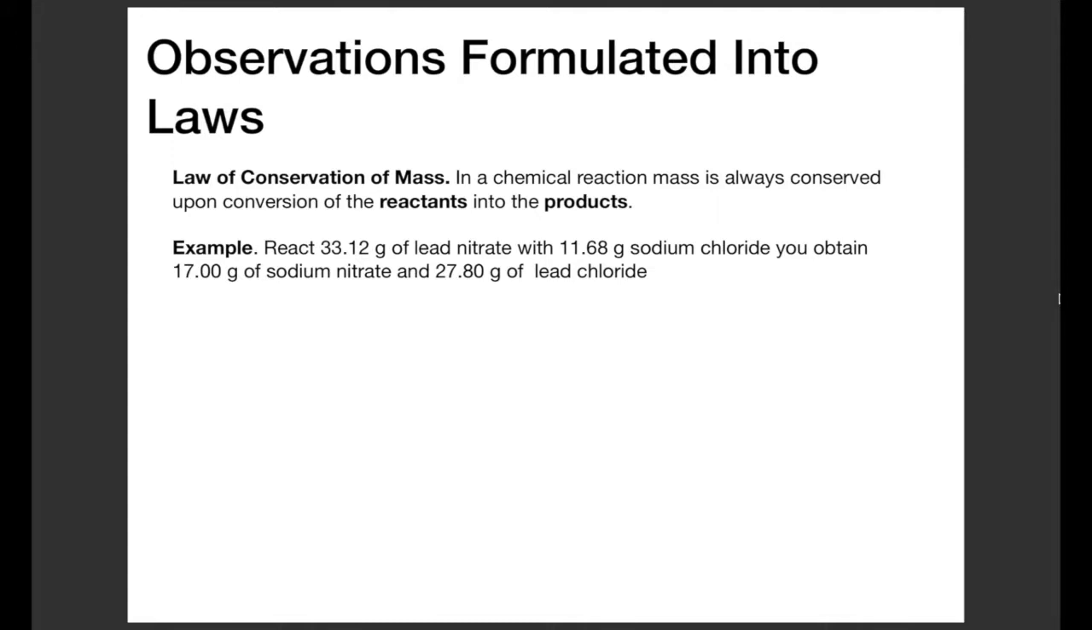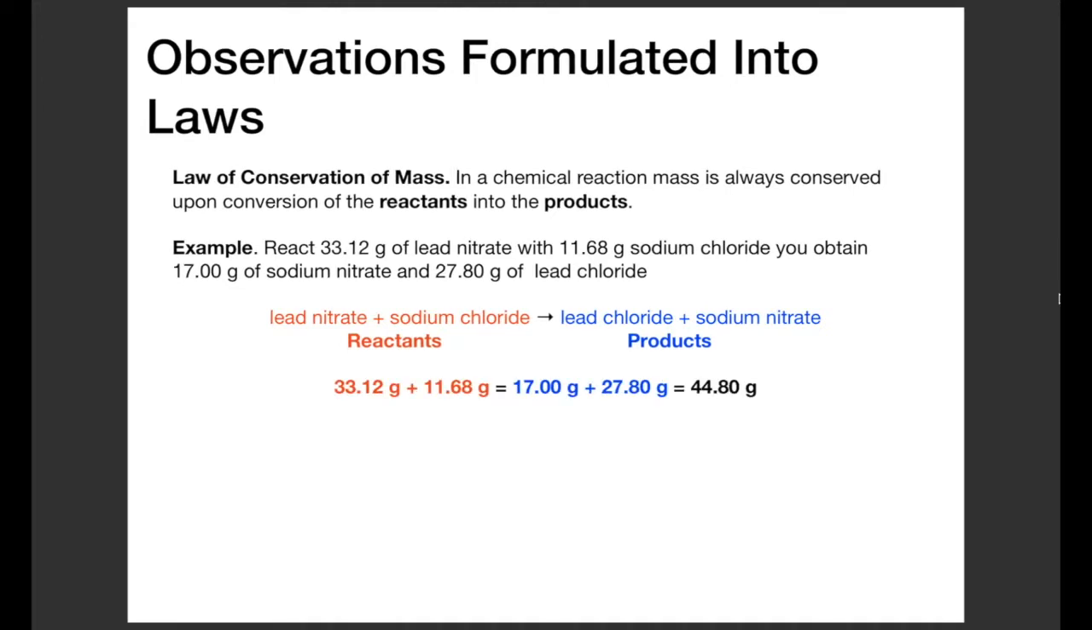In terms of the chemical equation, we say that our reactants, lead nitrate and sodium chloride, yield our products, lead chloride and sodium nitrate. In a chemical reaction, the plus sign on the reactant side means this chemical reacts with this chemical, and on the product side, that plus sign means and. So this chemical and this chemical. The arrow means yields. On the reactant side, we have 33.12 grams plus 11.68 grams. This equals 17 grams plus 27.8 grams, which equals 44.80 grams. Mass is conserved upon conversion of reactants to products.